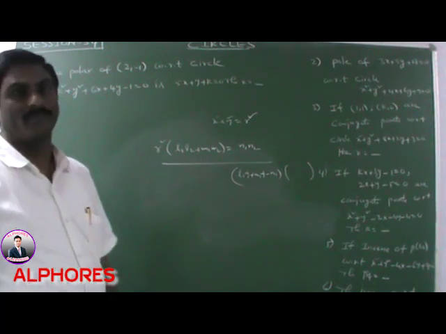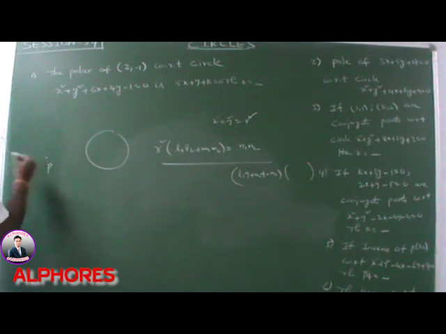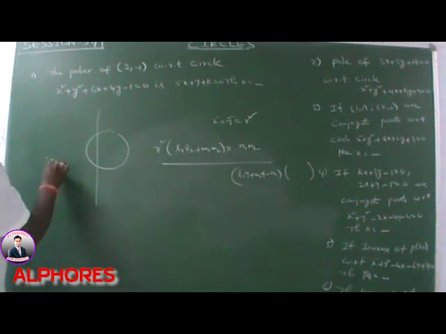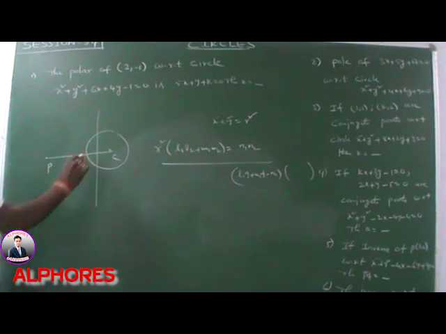Next, inverse point. Suppose P is any point, then the inverse point exists uniquely. What is the inverse point? The inverse point is the point of intersection of CP and the polar of P. It can be denoted by Q. If P lies outside, Q lies inside. If P lies on the circle, P = Q. If P lies inside of the circle, Q lies outside of the circle.